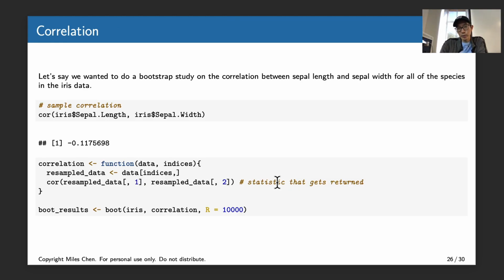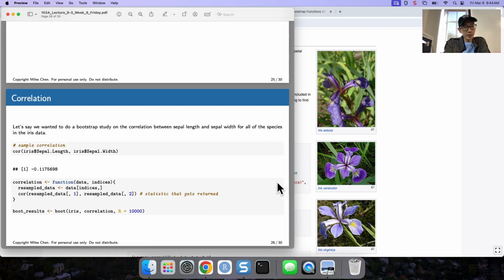So I could try something else, and I'll show you a quick example here. Let's say we wanted to create a confidence interval for the correlation between sepal length and sepal width.